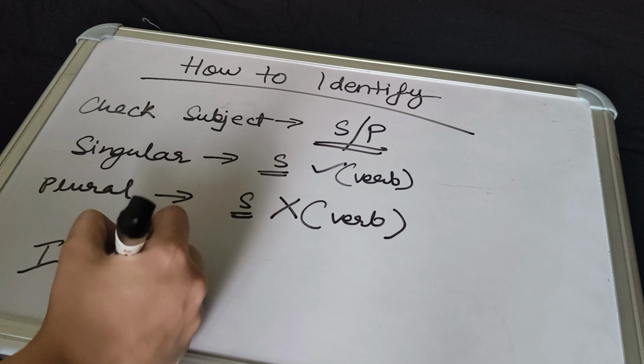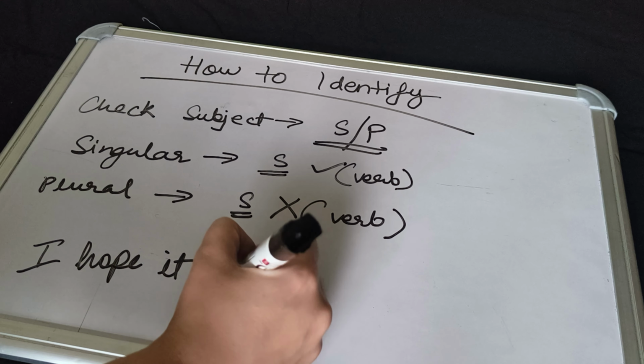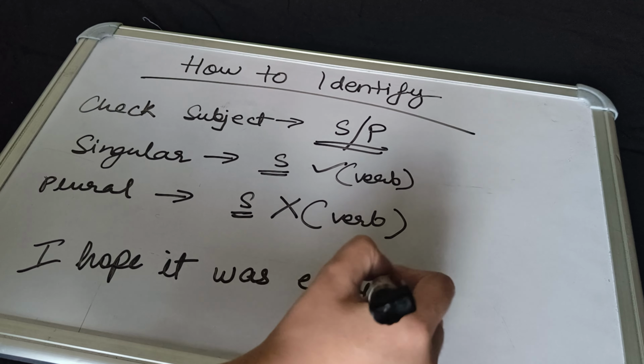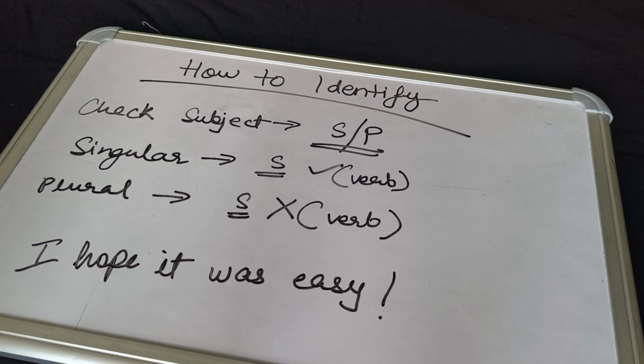So how to identify? Firstly, check the subject whether it's singular or plural. With singular, the verb will end with an S, and if it's plural, without an S.